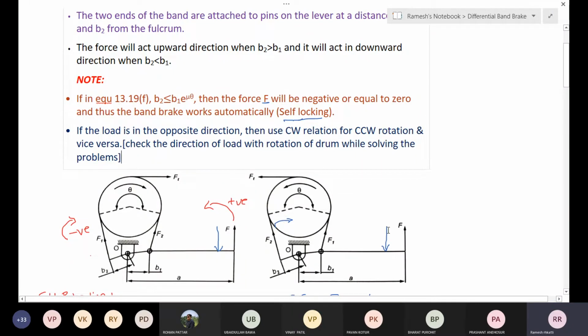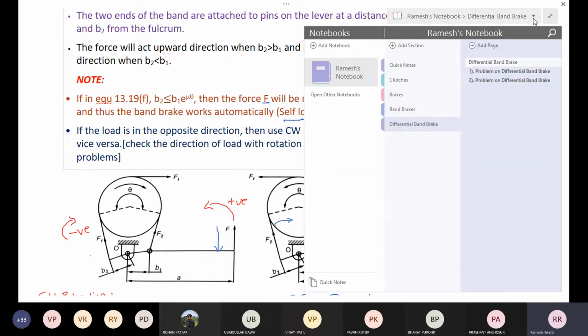Similarly, for counterclockwise, the relation you have derived is for when the force is acting upward. For counterclockwise, if the load is acting downward, then you have to use the clockwise relation. This is for solving the problem.